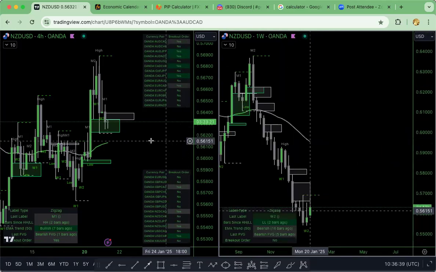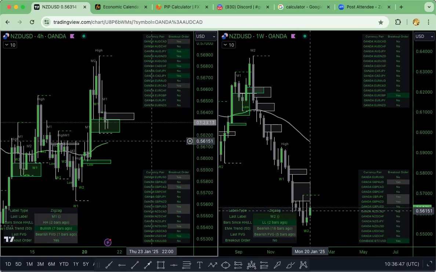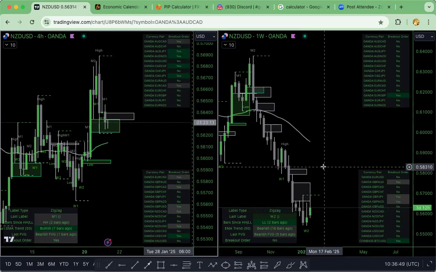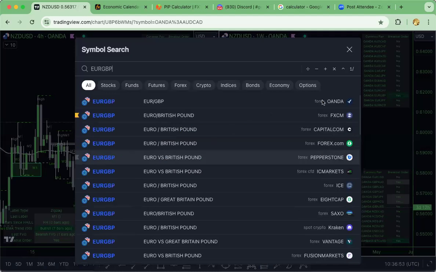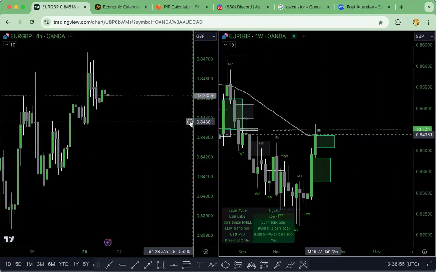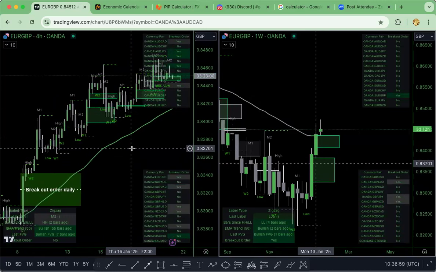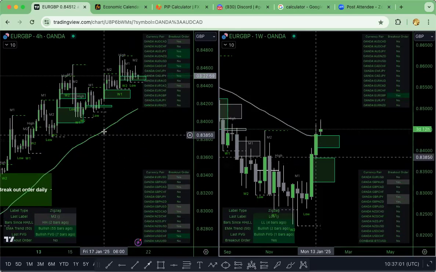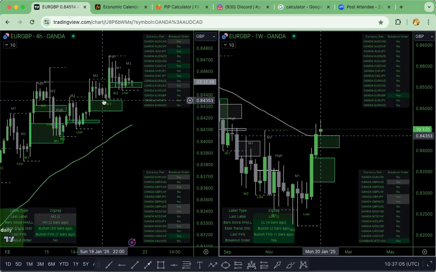Let's go to the weekly chart, just to show you how it works with different time frames for scalping, day trading, and possibly even swinging as well. Let's go to the 4-hour. No, sorry, let's stick on the 4-hour. So let's go to Euro GBP. Rwanda, boom. So Euro GBP has a breakout order, and where's the 4-hour?